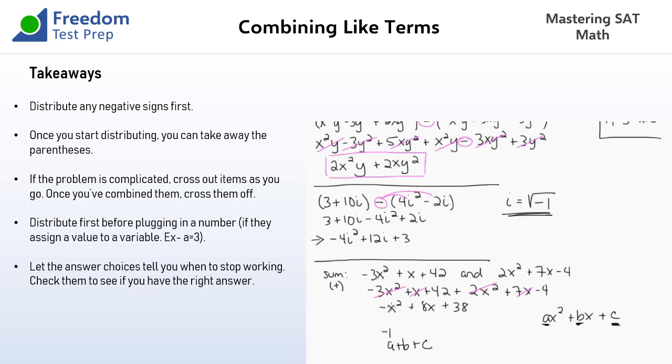Do you get that? There's an implied 1 here. Okay. b is going to be 8. And c is just going to be the 38. So if we add these up, we're going to get 38 plus 8 is 46, minus 1 is 45, and 45 would be our answer.